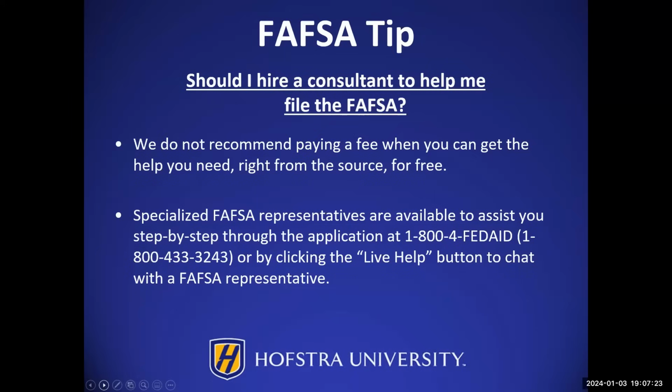You're able to call them at the number on the screen, 1-800-4FED-AID, or they do have a live help button to chat with a FAFSA representative right when you're completing the application. They also have a wizard, which can answer any questions. It has a little question mark that you can hover over, and it will tell you exactly what it's looking for. But if you do need any clarification through what the FAFSA is asking for, we strongly encourage that you contact Student Aid directly so you can get the help you need right from a specialized representative.